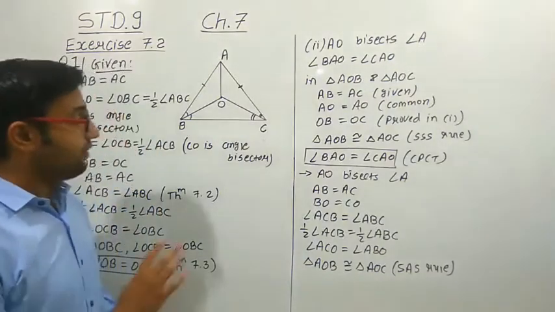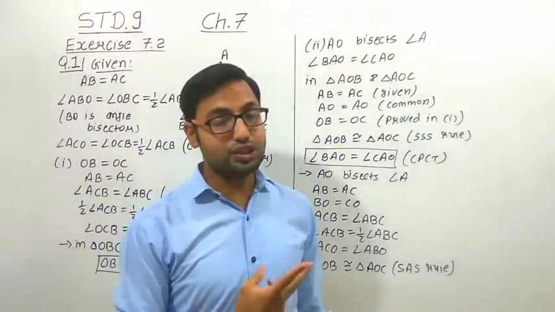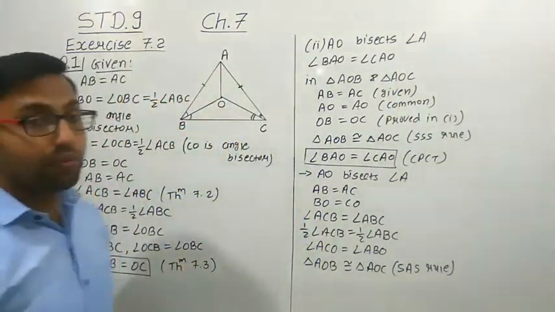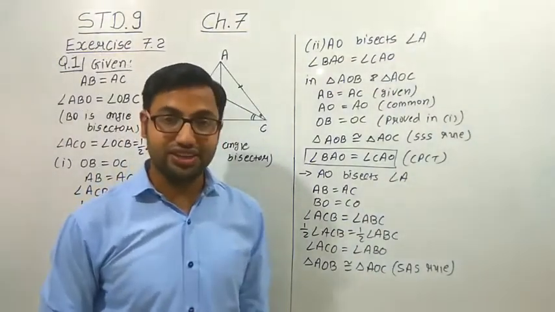So this is how we can think about proving two triangles congruent and how to use theorems number 7.2 and 7.3. So this is all about this lecture. Thank you.